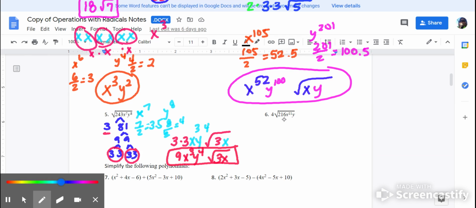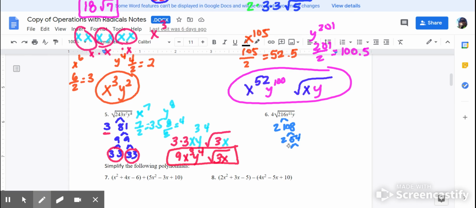Number 6, 216. You can pick any of the pairs that you like. I know that a 2 will go into 216, and I'll go 108 times. Then I'm going to break down 108. That'll be 2 and 54. I can break down 54 to be 9 and 6. Factors of 9 will be 3 and 3. Factors of 6 will be 2 and 3.